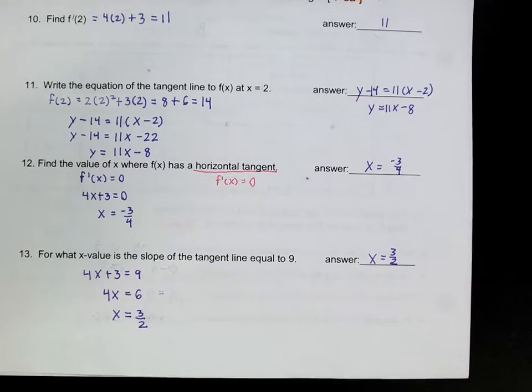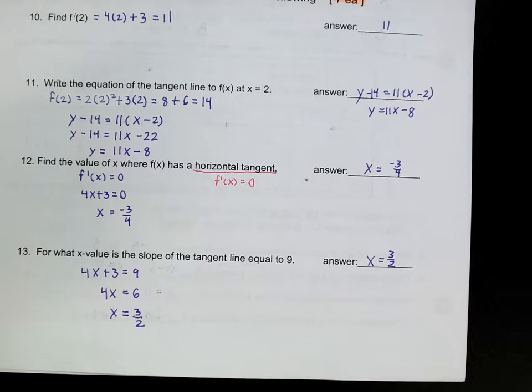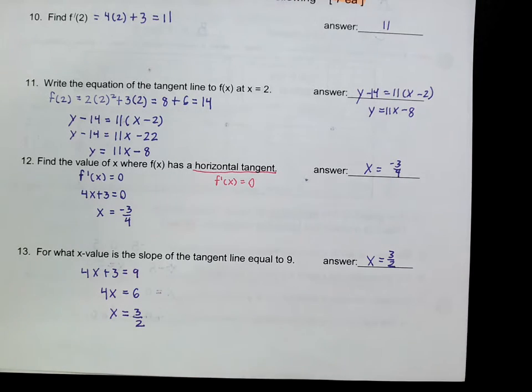That's it. Okay? Now, 13 says, for what x value is the slope of the tangent line equal to 9? Same thing. You're going to set the derivative equal to 9. All right? Now, the ball is in your court. That's what I'm trying to tell you. You need to put some work into this. This is not pre-cal. This is more difficult. There's a lot of conceptual stuff you need to put together. All right? So, anyways, I'm going to stop the video now.